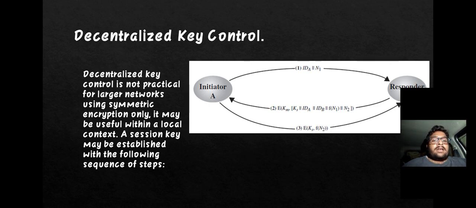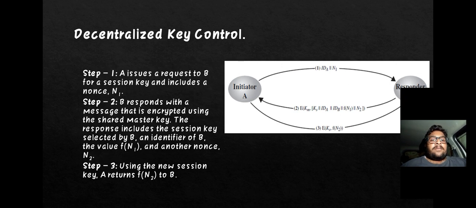Decentralized key control. Decentralized key control is not practical for a larger network using symmetric key encryption only. It may be useful within a local context. A session key may be established with the following sequence of steps. Step 1. A issues a request to B for a session key and includes a nonce N1. Step 2. B responds with a message that is encrypted using the shared master key. Step 3. Using the new session key, A returns f(N2) to B.